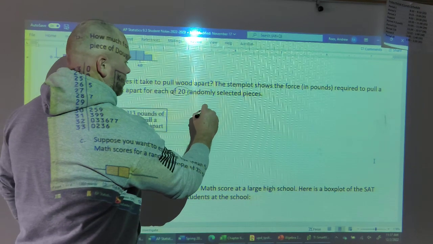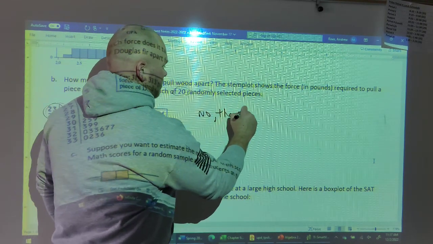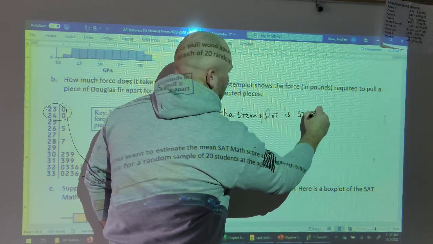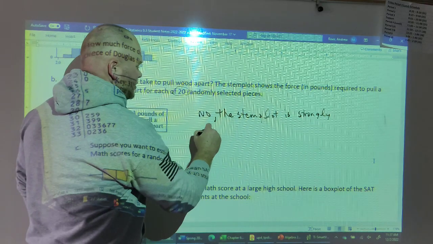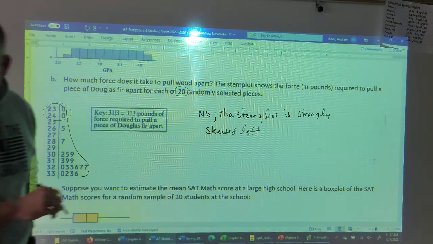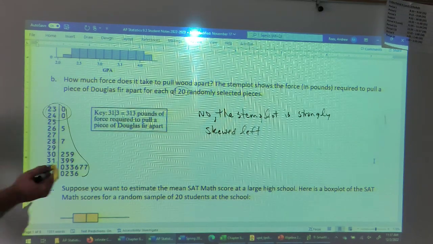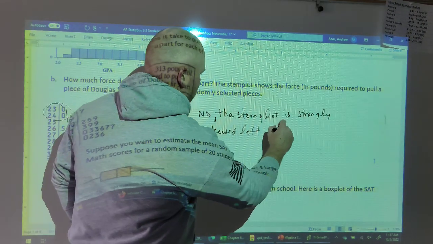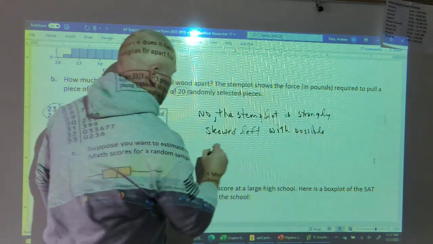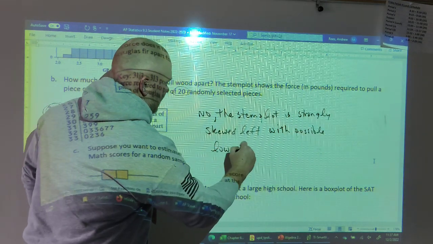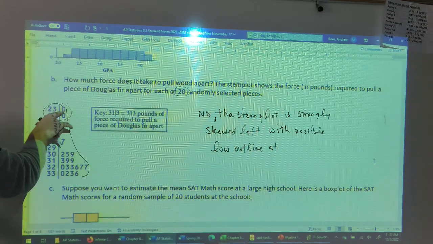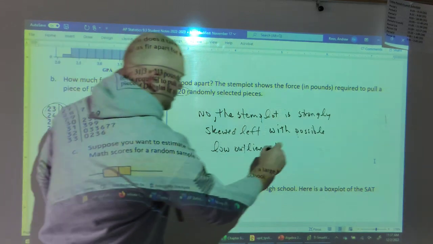So no, the stem plot is strongly skewed left with possible low outliers at maybe 230 and 240.